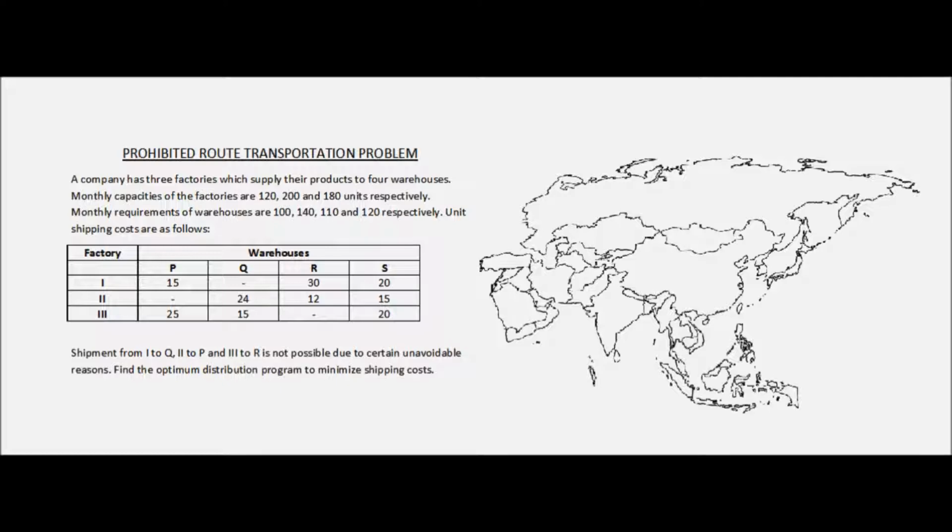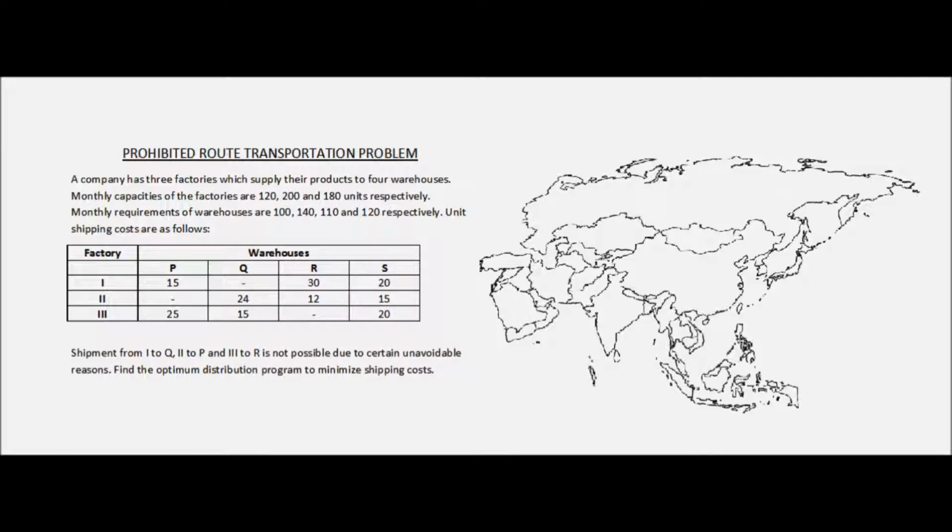A company has three factories which supply their products to four warehouses. Monthly capacities of the factories are 120, 200, and 180 units respectively. The monthly requirements of warehouses are 100, 140, 110, and 120 respectively.